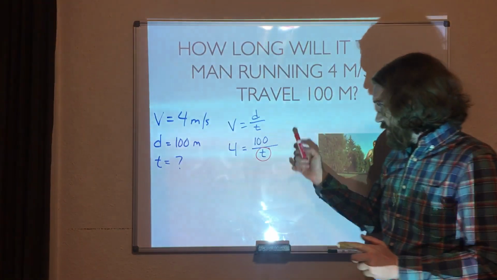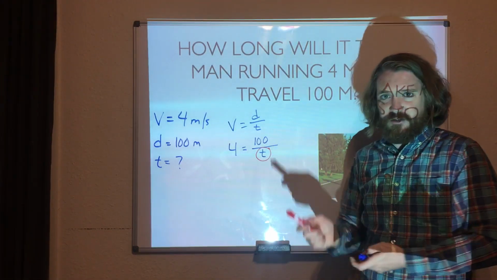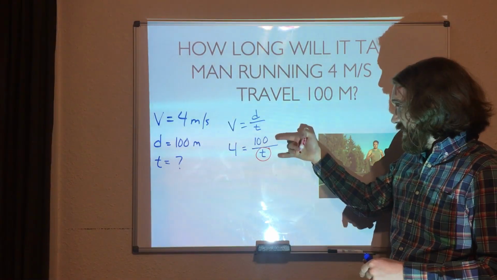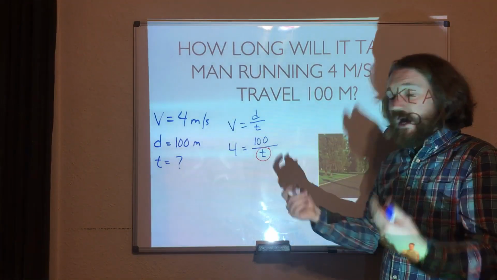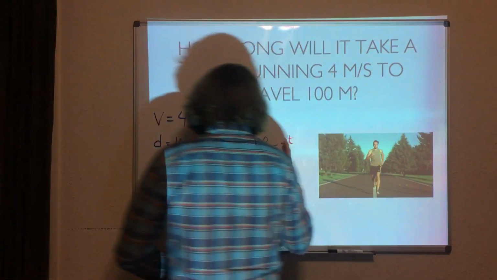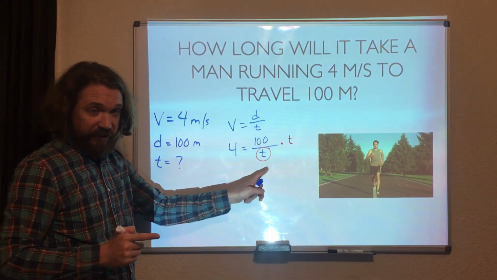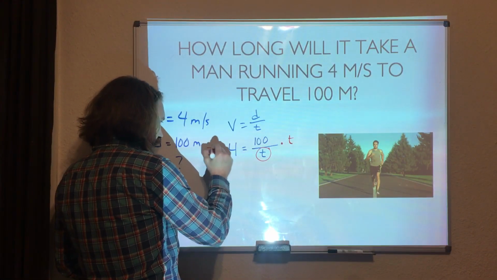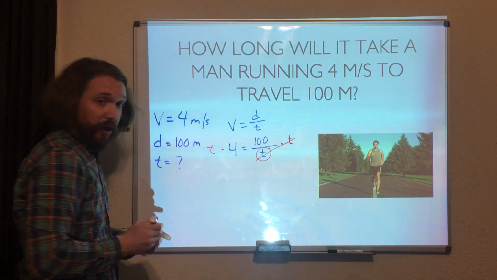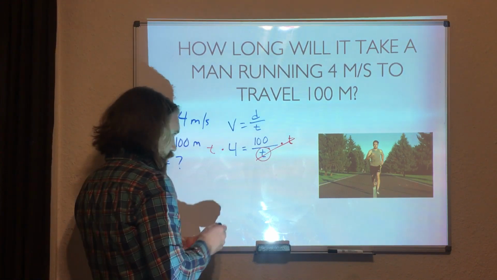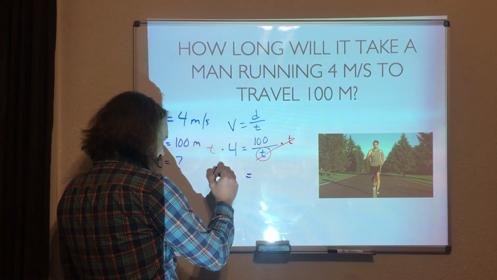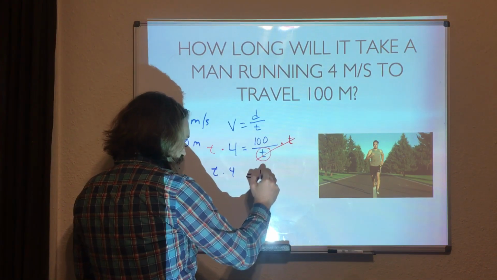Now, we see this. The variable is in the bottom of the fraction. We cannot have that. So we have to do the opposite of what we see. We see division. We do the opposite, which is multiplication. So I'm going to multiply this side by T, because it's in the bottom of the fraction. And I'm going to multiply this side by T. Okay? T divided by T is 1. Okay? So I bring this down. This gives me T times 4 equals 100.